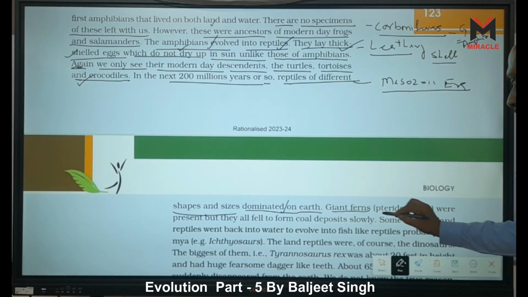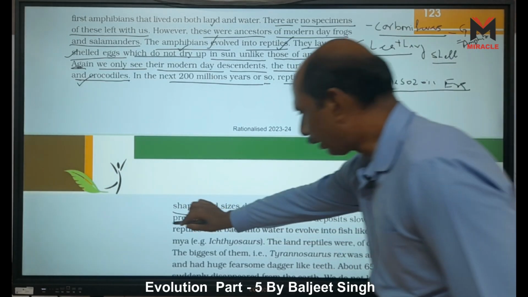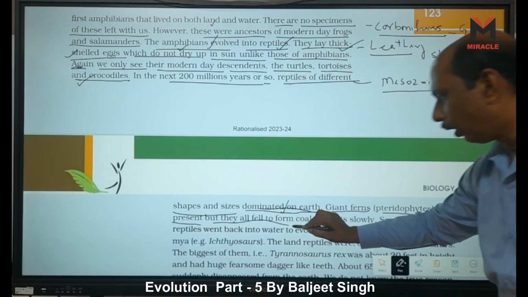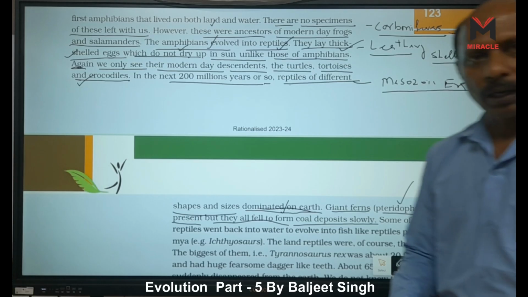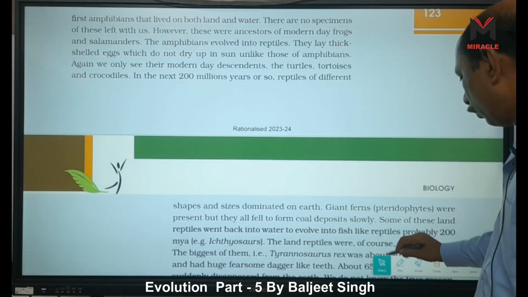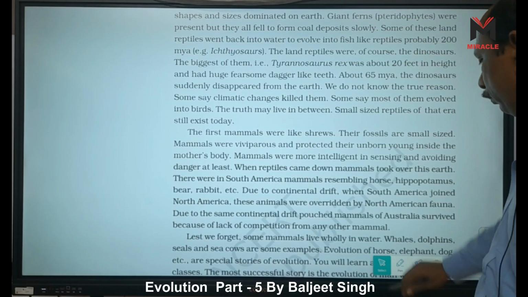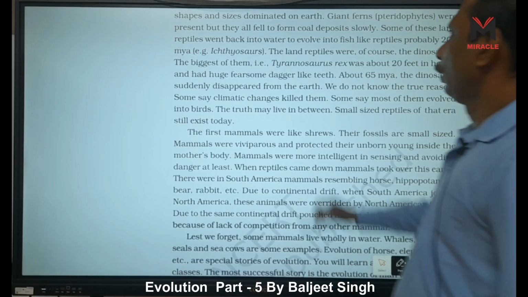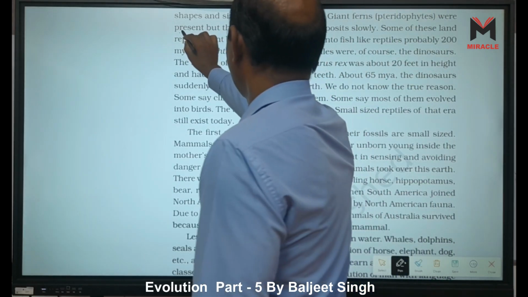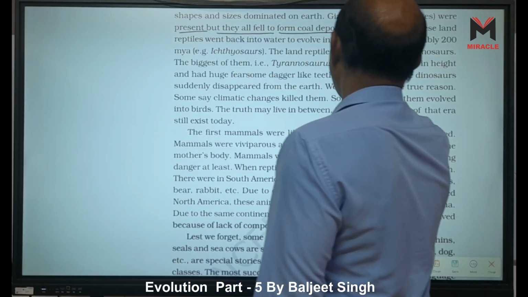Giant ferns, pteridophytes, were present, but they all fell to form coal deposits slowly. Today, coal deposits are made up of pteridophytes, giant ferns, right?